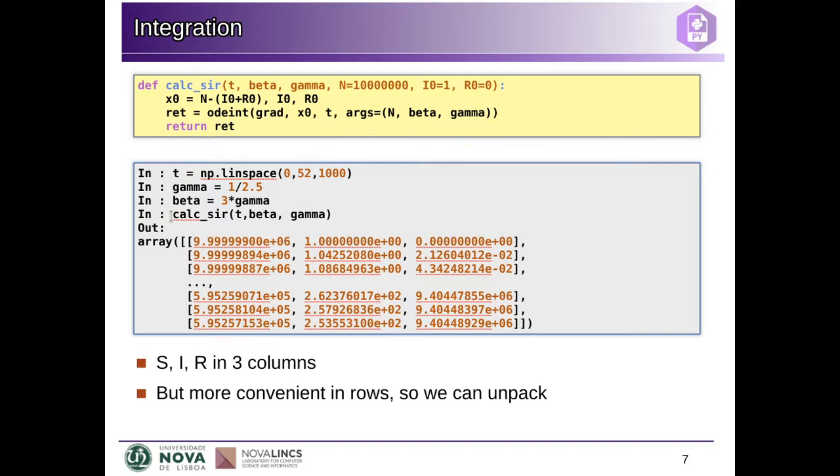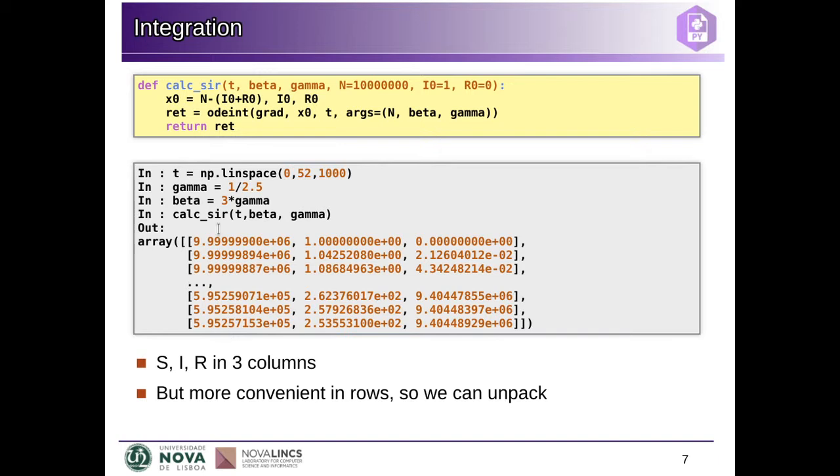Now we call the function to compute the SIR. We give the time steps that we want computed and the 2 additional parameters. These others we leave by default. And now we get a matrix with 1000 rows, because we asked to compute for all these time steps, and 3 columns, each one corresponding to S, I, and R. This tells us how the values evolve during the disease.